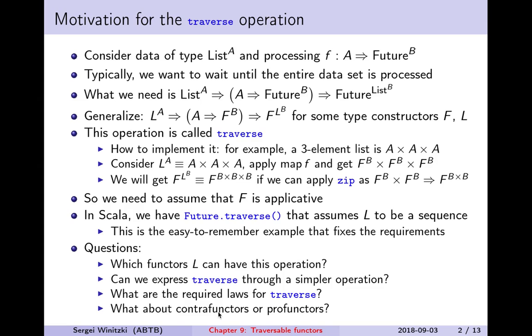And finally, to look at contrafunctors and profunctors. Do they also have some kind of analog of this operation? In previous tutorials, I started right away with practical examples of usage. In this chapter, I will first do more theory to understand in more detail and more deeply the properties of this operation. Then it will be easier to follow the usage examples.